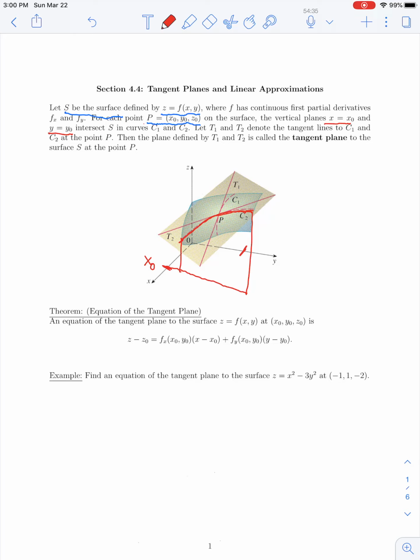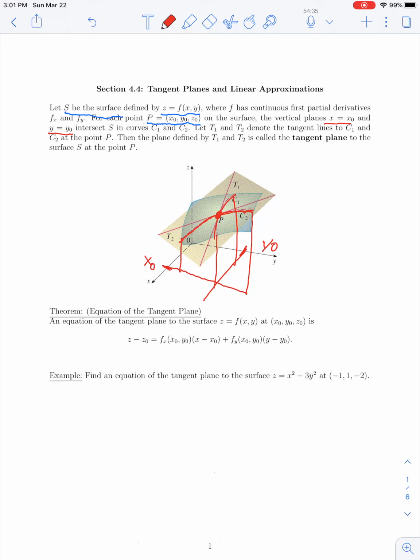So the plane passing vertically through that y value would intersect our surface in this curve C1, which would also pass through the point P on our surface, since the y-coordinate for that point was y naught.